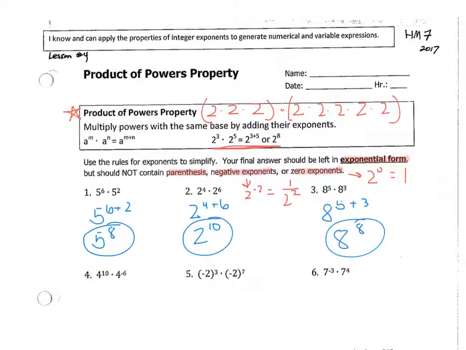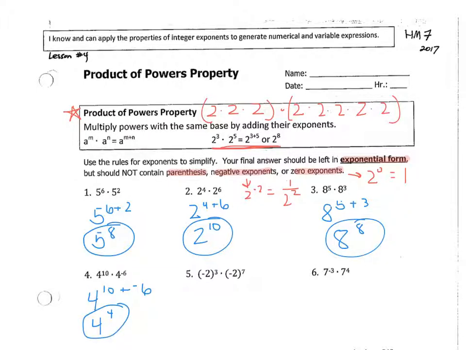Number 4, here now we have one of our base numbers with a negative exponent, so we're still adding them. You can think of it as subtraction too. So 4 to the 10th power times 4 to the negative 6th is 4 to the 10th plus negative 6. Well, use your integer rules. You know that this is 4 to the 4th power. 10 minus 6 is 4, and we're done there.